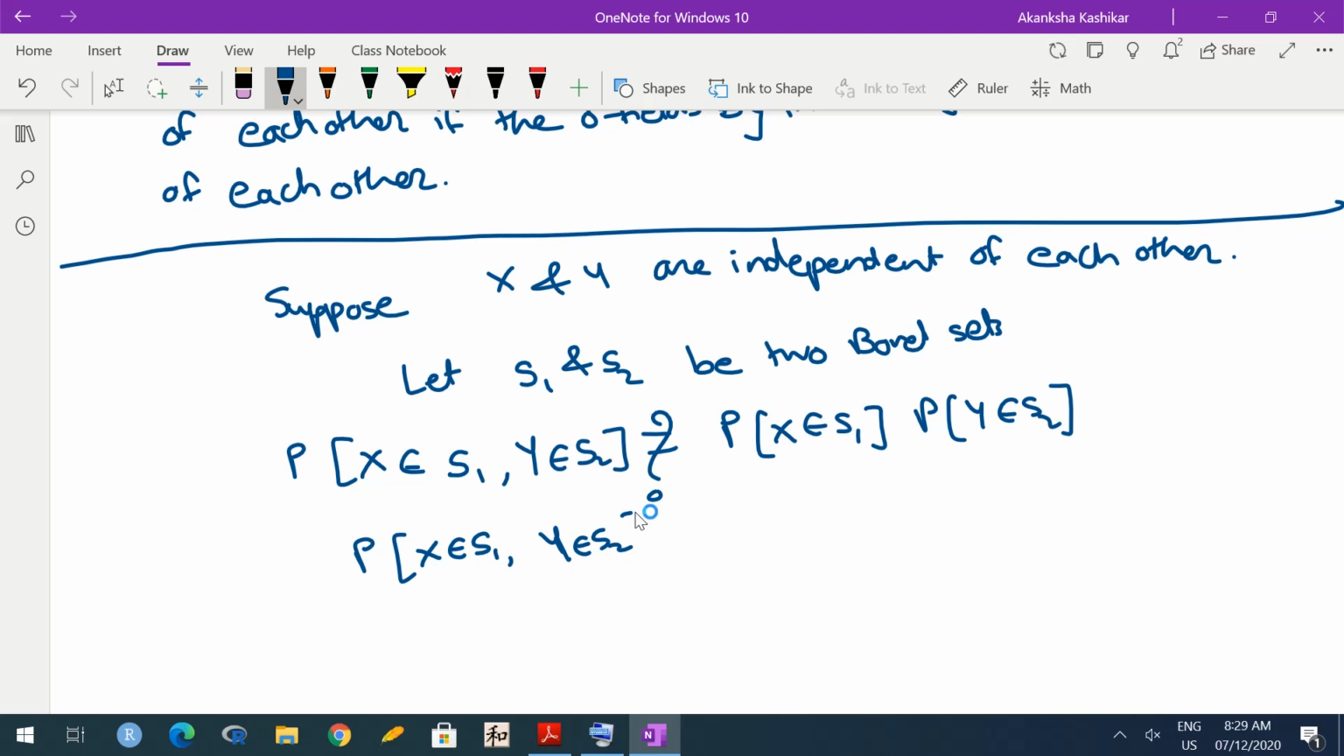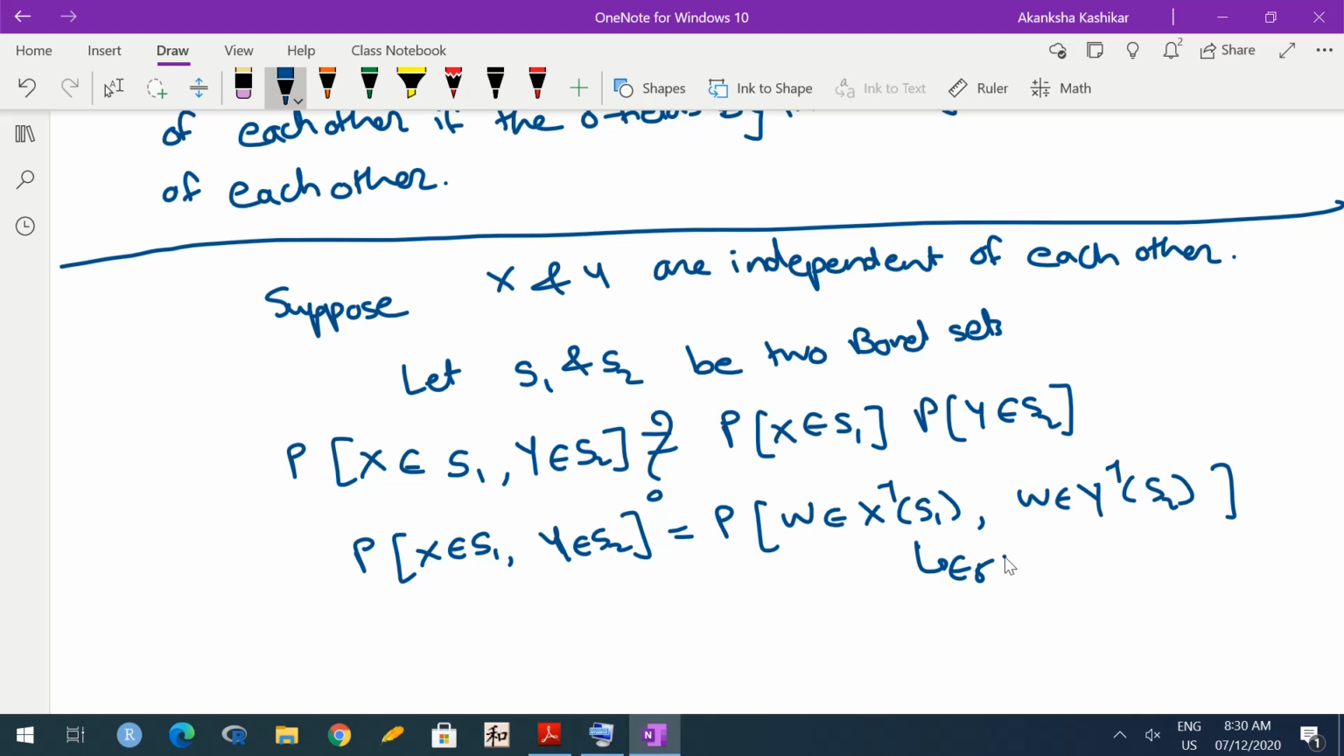So probability of x belonging to S1, y belonging to S2 would be written as probability of omega belonging to x inverse of S1 and omega belonging to y inverse of S2. That is our definition. X belongs to S1 means x of omega is in S1, so omega is in x inverse S1. And because x is a random variable, x inverse S1 would belong to sigma x and y inverse S2 would belong to sigma y. So let me call x inverse of S1 as, say, A and y inverse S2 as B, and A is in sigma x, B is in sigma y. Why? Because that is my definition of random variable.